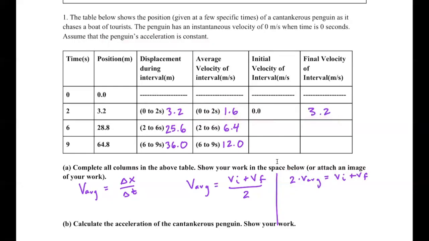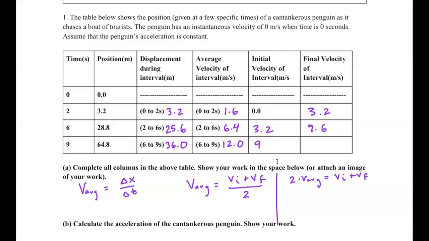The initial velocity of the next time interval is 3.2, because the initial time for the next interval is 2 seconds and the final time for the first interval was 2 seconds. So now it's the same kind of thing where 3.2 is the initial and 6.4 is the average. We could calculate it using this equation, which you're certainly welcome to do. What I'm going to do is say 3.2 to 6.4 is an increase of 3.2 meters per second, so the final will be an increase of 3.2 over 6.4. That means the final's got to be 9.6.